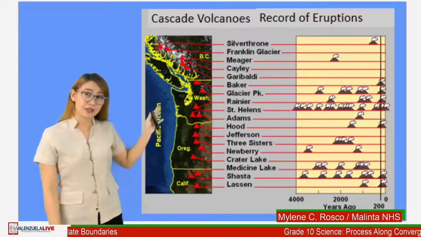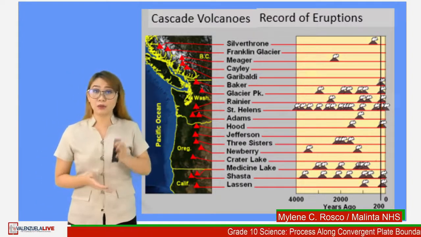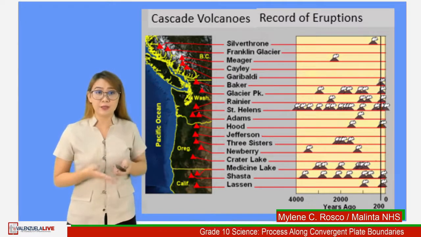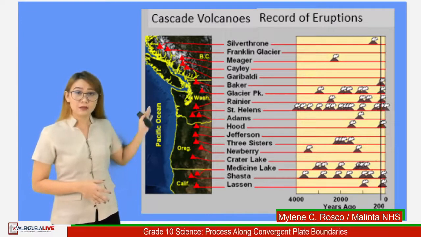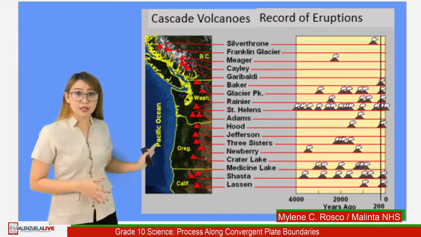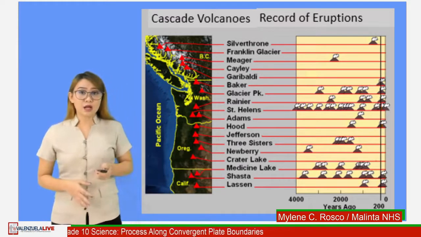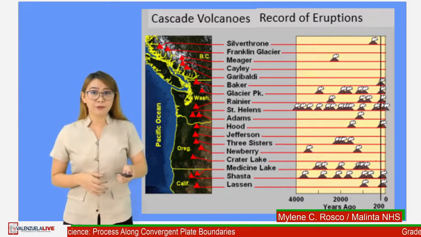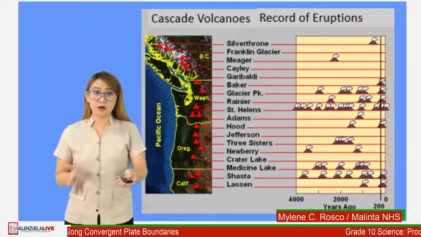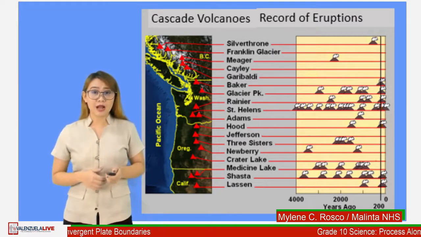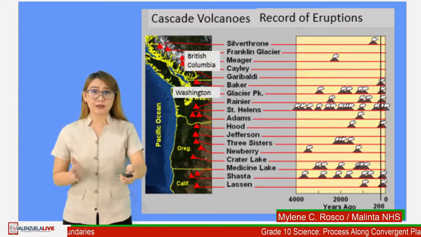is the Cascade volcanoes. Cascade volcanoes are found at the North American plate. These Cascade volcanoes are formed due to the collision of the Pacific plate, an oceanic crust, and a continental crust, the North American plate. So these Cascade volcanoes extend from British Columbia up to Washington, Oregon, and the northern part of California. It is composed of 20 major active volcanoes.